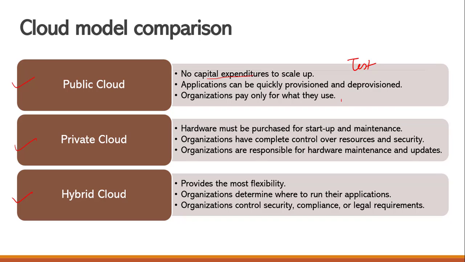Organizations pay only for what they use. So if you are working in a company and using AWS cloud or Azure cloud, you have to pay as per the charges set by those cloud providers, right? Coming to private cloud, hardware must be purchased for startup and maintenance. That is a capital expenditure. Organizations have complete control over resources and security. Organizations are responsible for hardware maintenance and updates. So all these you have to take care of. But that's not the case with public cloud. In a hybrid cloud scenario, this provides you the most flexibility. Organizations determine where to run their applications. Organizations control security, compliance, and legal requirements.